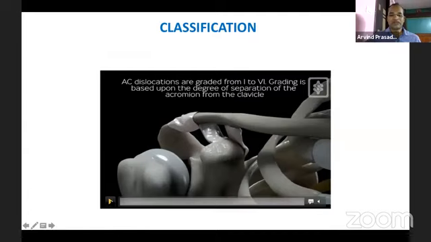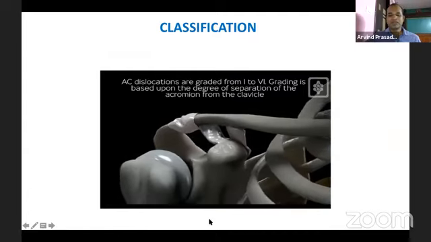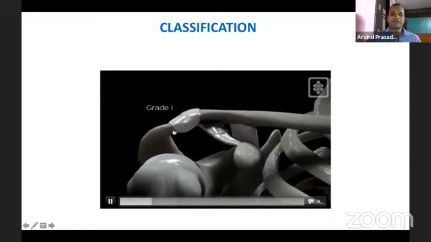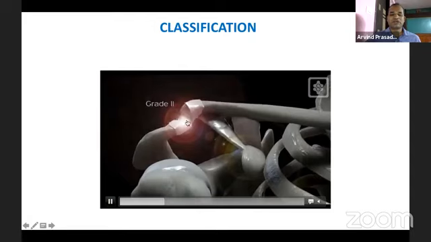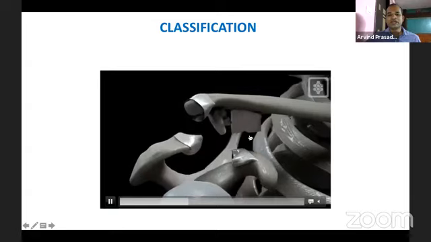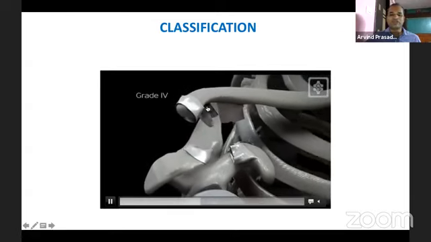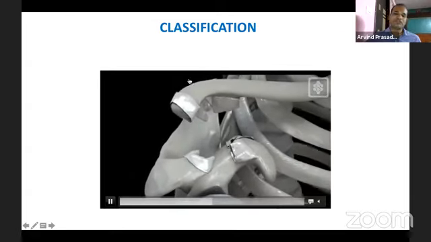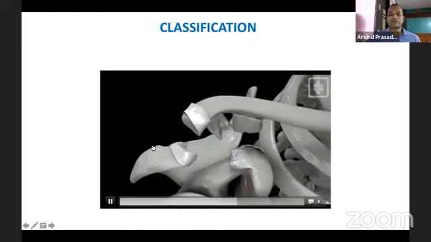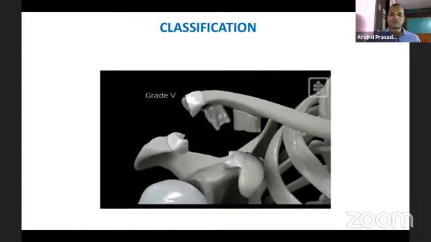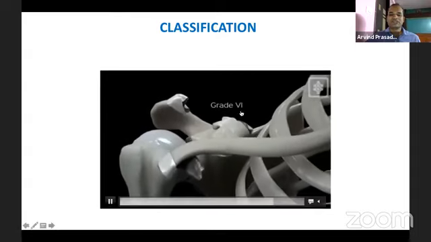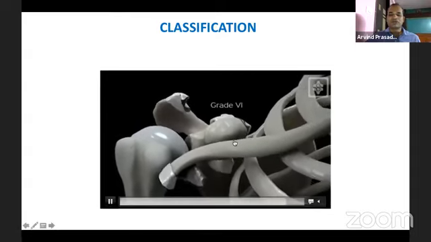So we can see here in the animation also, the injury of the AC joint. In grade 1, there is only a sprain. In grade 2, there is a partial or complete tear. In grade 3, there is a tear of the AC and the CC ligament also. In type 4, the clavicle moves posteriorly into the trapezius fascia. In type 5, very high movement of the clavicle, and the shoulder and scapula get depressed. And in type 6, the clavicle comes under the coracoid process.